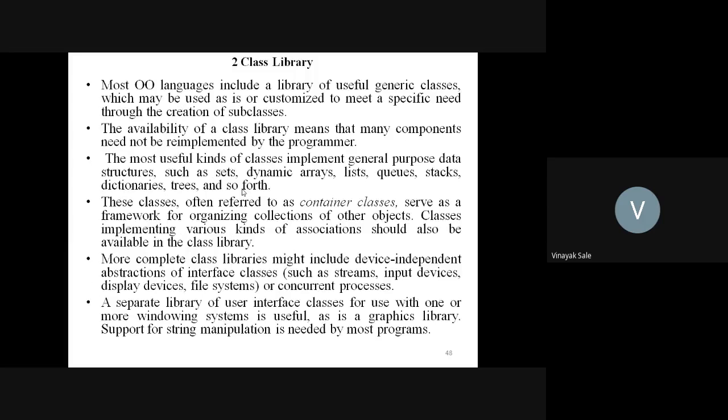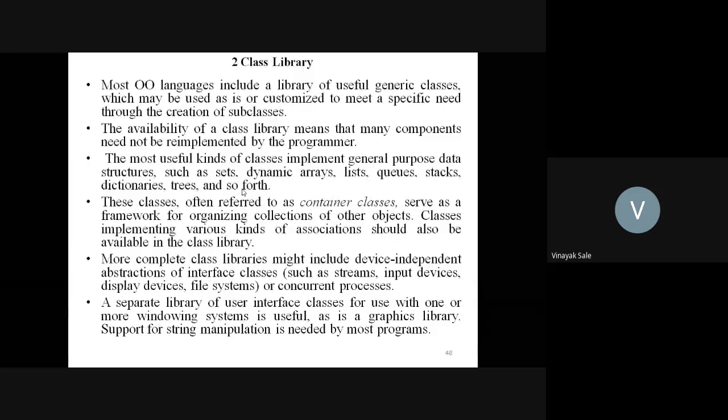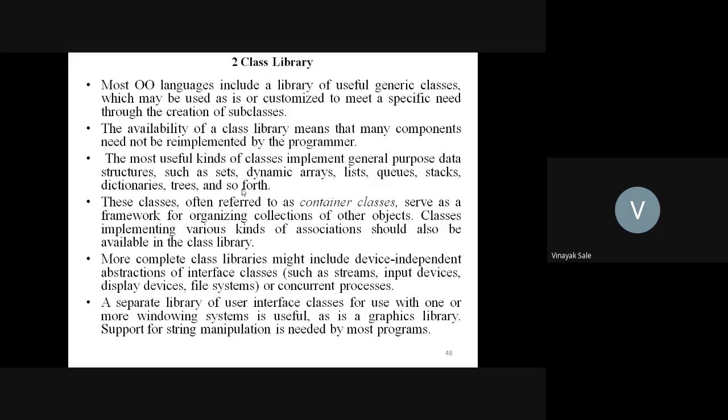Then second is class library. Most object oriented languages include a library of useful generic classes which may be used as is or customized to meet a specific need through creation of subclasses. The availability of a class library means that many components need not be re-implemented by the programmer.